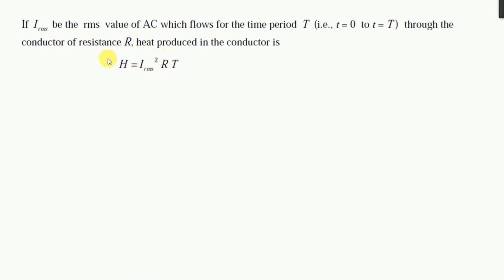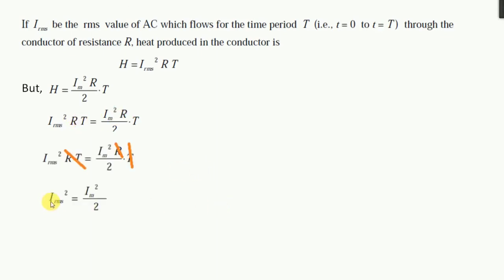So this is Joule's law of heating, but we have derived H is equal to Im square R by 2 into T. So I can equate this to H now. Now you can cancel this RT and this RT, and IRMS square is equal to Im square by 2. So next step, you take the square to this side and it will become root over, and root over of Im square is Im, and root over of 2 is root over 2.